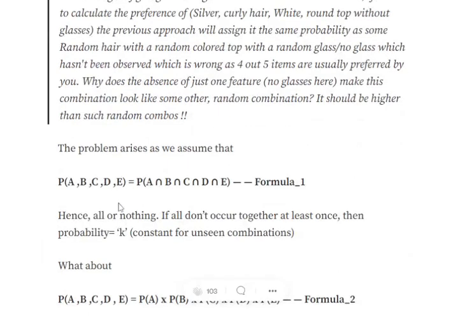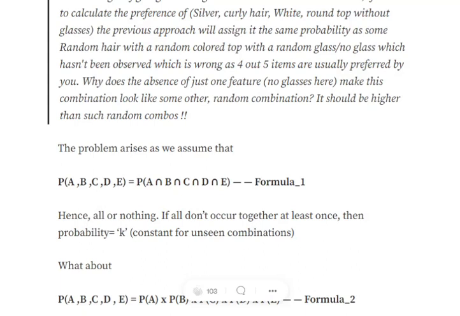So the problem is that we are assuming every element to be dependent on each other. That is, the probability of having a, b, c, d, e, that means these are the 5 categories that we have, the probability is equal to A intersection B intersection C intersection D intersection E, right? Should this be the case?